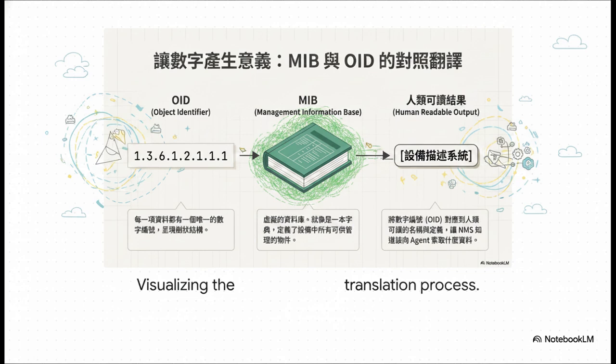Check this out. Take that ridiculously long string of numbers. 1.3.6.1.2.1.1.1.0. That is an OID. To you and me, it's total gibberish, right? But when the NMS feeds that exact number into the MIB dictionary, it instantly translates it into system description. The MIB acts exactly like a physical dictionary, giving those arbitrary numbers actual meaning. That way you, the administrator, know exactly what piece of hardware data you're actually looking at.